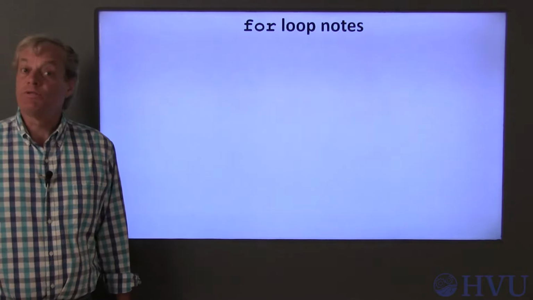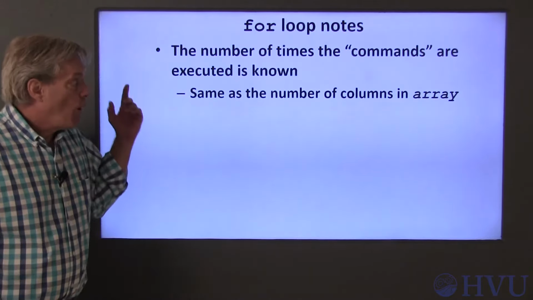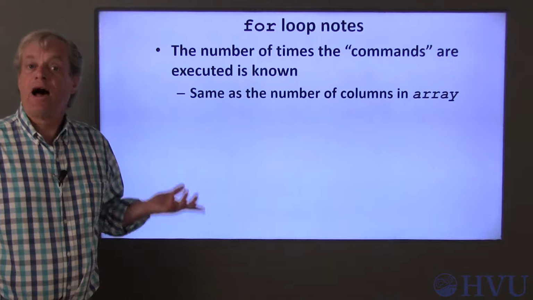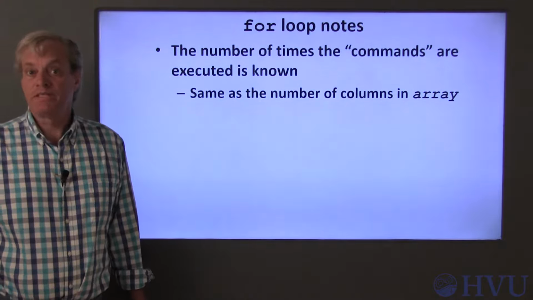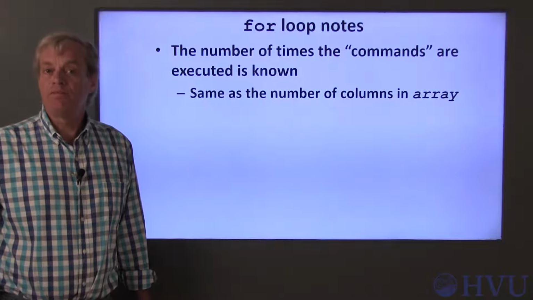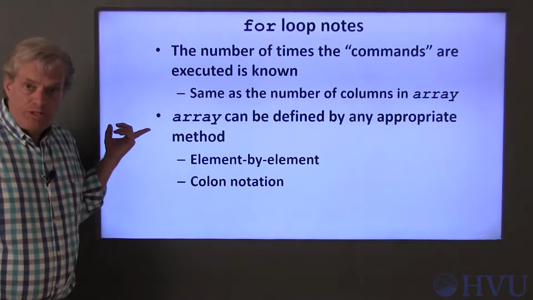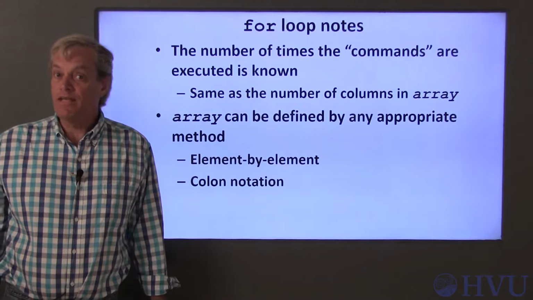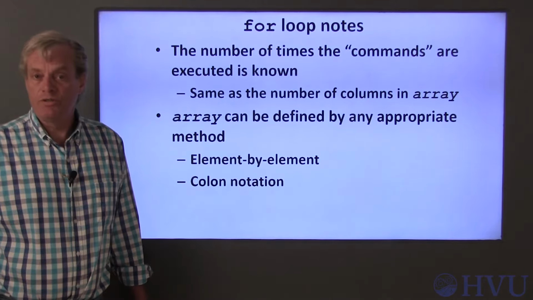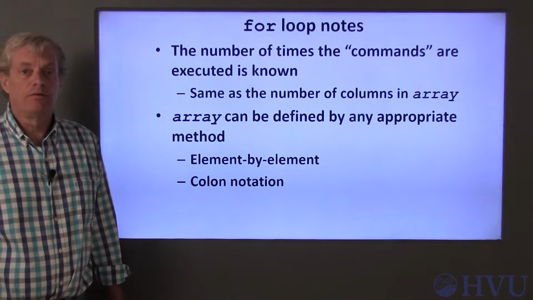Before doing some examples, there are a few notes about for loops that I want to emphasize. You always know beforehand how many times a for loop will execute. The number of times through the loop is simply the same as the number of columns in the array in the for statement. The array in the for statement can be defined by any approach we've used previously to create arrays. This includes explicitly defining each element of the array, colon notation, or any of Octave's built-in array creation functions.